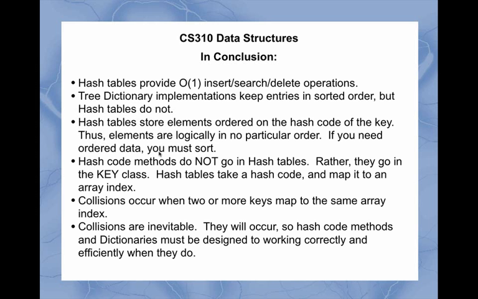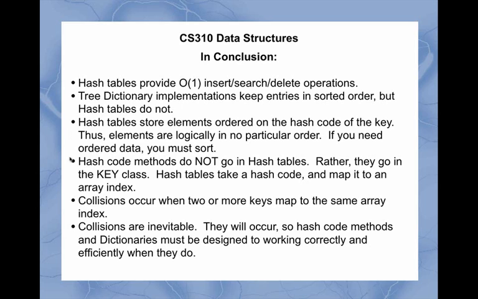Conclusions. Hash tables are dictionary implementations. Dictionaries use key-value pairs and are used primarily for searching, but they provide big O of 1 insert, delete, and search operations. Tree dictionary implementations keep entries in sorted order, but hash tables don't. In hash tables, the data is ordered based on the hash code that comes from the key. Hash tables store elements based on the key, so they're logically ordered in that fashion. If you need ordered data, you have to sort with a hash table.